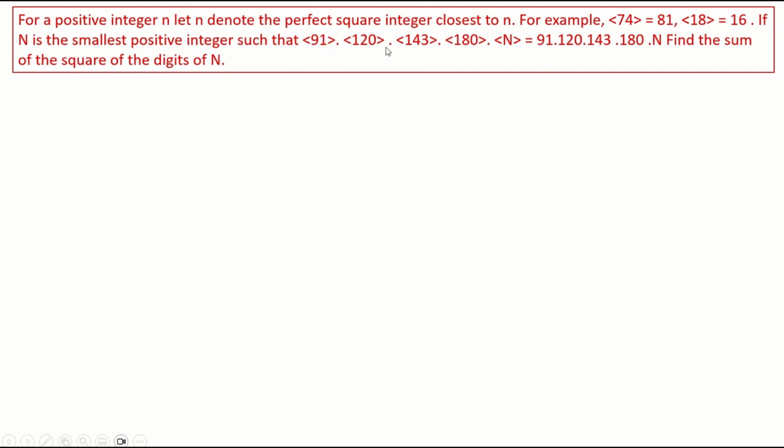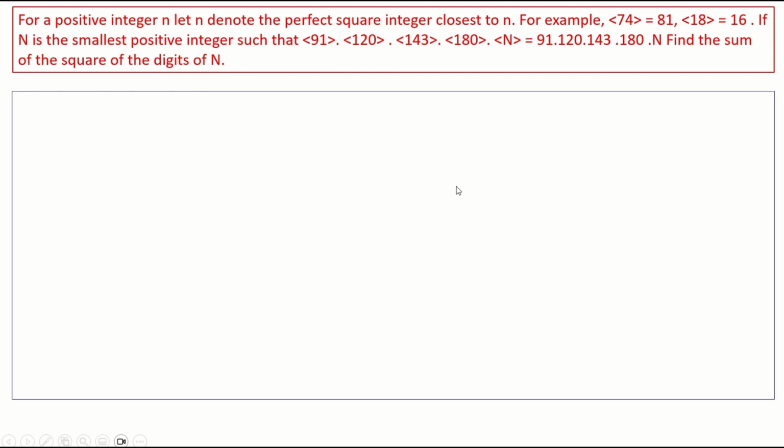bracket of 91 times bracket of 120 times bracket of 143 times bracket of 180 times bracket of n equals 91 times 120 times 143 times 180 times n. Find the sum of the square of digits of n. Okay, let's see. This is what is given.